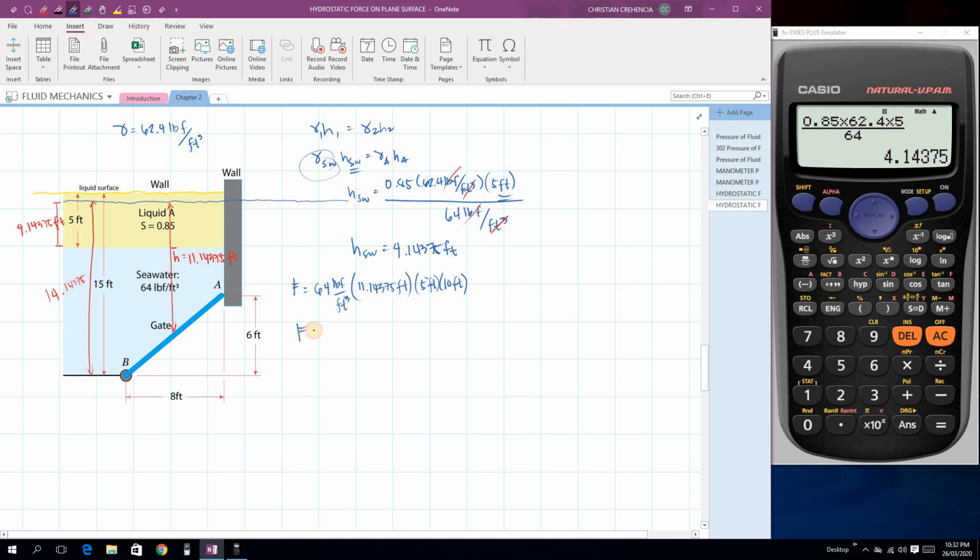Okay, then yung force is equal to, okay, so we have 64 times 11.14375 times 50 yung area. So we have here 35,660 pound force. So maka-cancel na kasi yung mga feet, yung mga lengths natin. Okay.